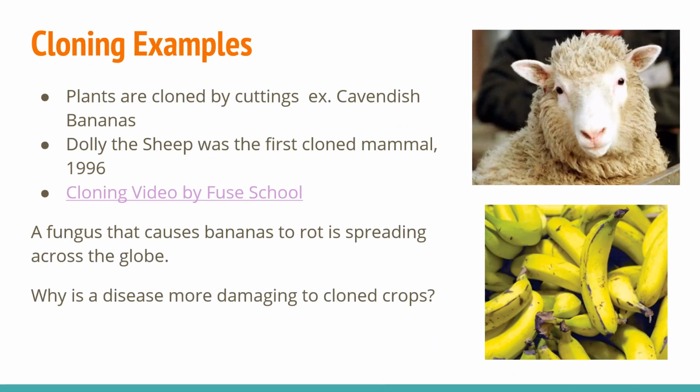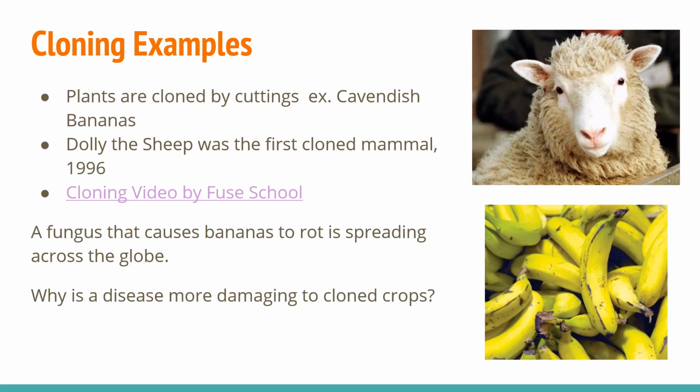All right, so some cloning examples. A lot of plants are cloned through cuttings, and an example is the Cavendish bananas, which were cloned in order to have more for eating purposes. So cloning helps to produce crops of consistent quality. However, with that, you're going to have a lack of genetic diversity. Another example is Dolly the sheep, and Dolly was the first cloned mammal, cloned in 1996.